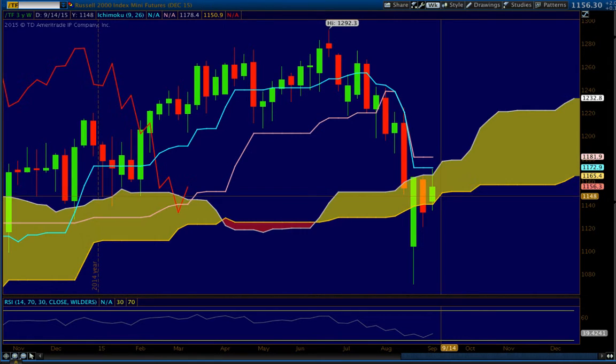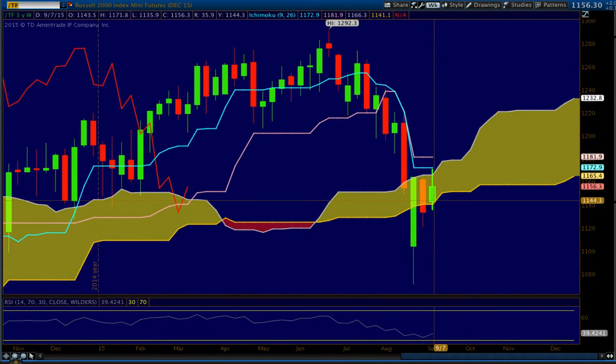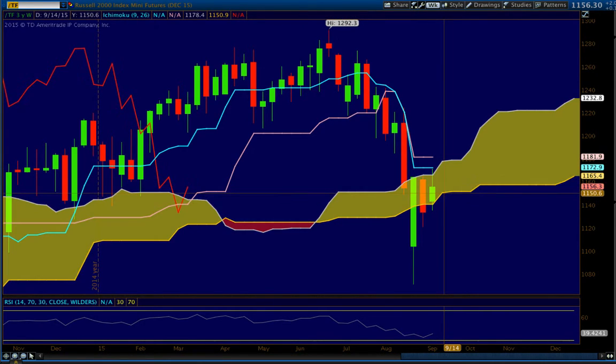As the cloud is rising, it's higher than it was last week. Last week the bottom of the cloud was more around 1143.50. Now it's going to be around 1150.